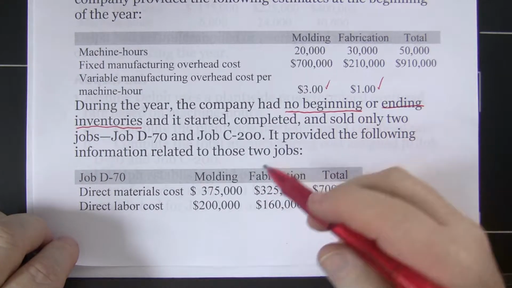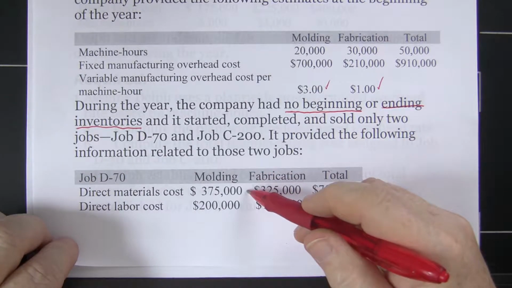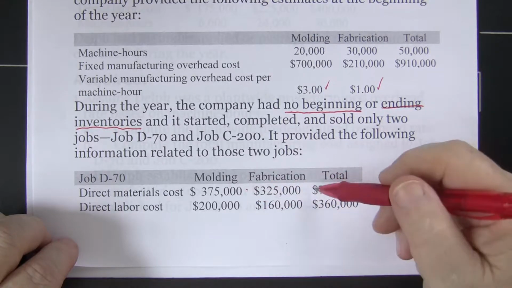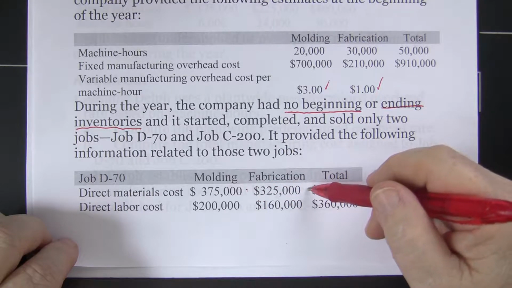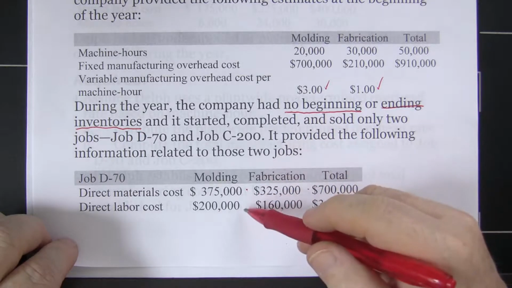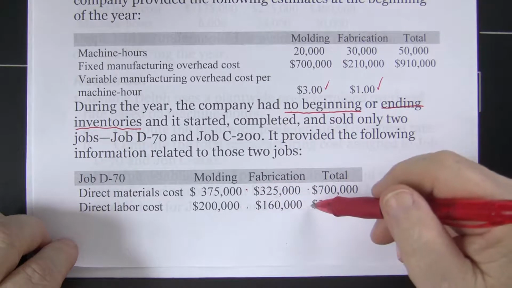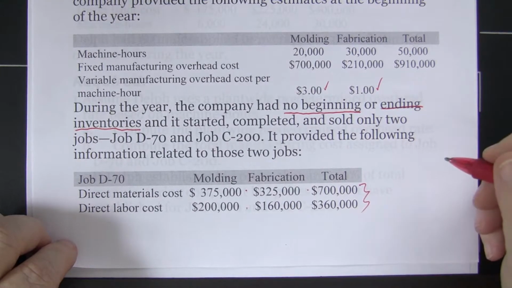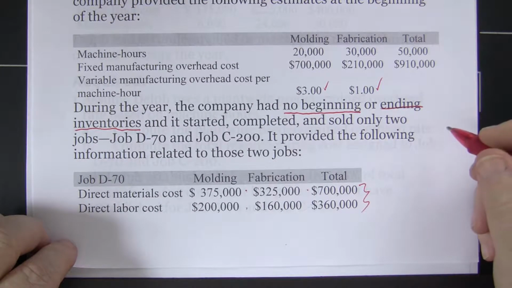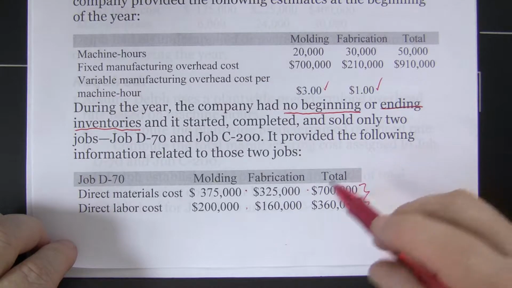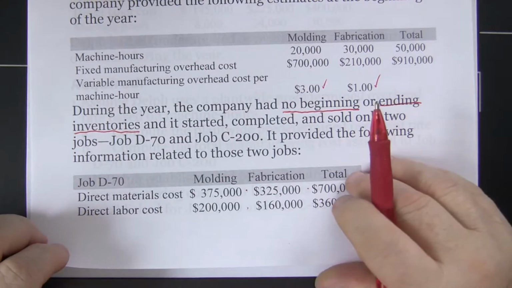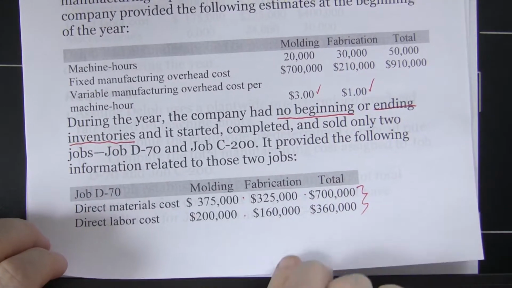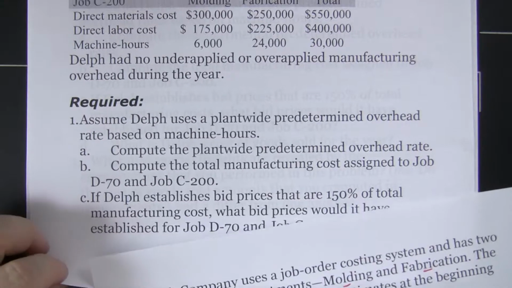So, they had these 2 jobs. Job D70 used $375 in direct material for molding and $325 from the fabrication part. And the direct labor, as you can see, was $2 and $160. So these were the total costs for job D70 minus the overhead. We haven't added that yet, so we have to figure that out. Let's see what else they want us to do.